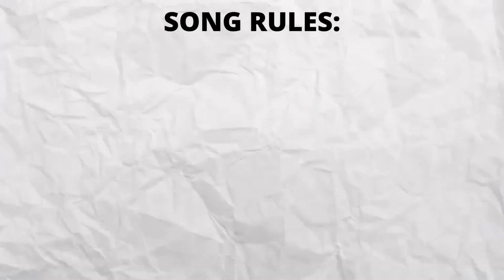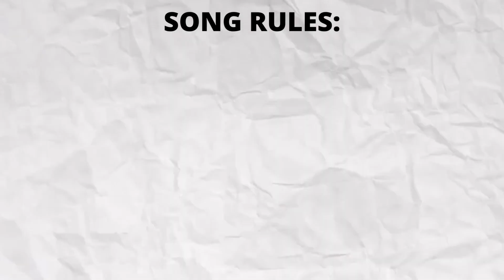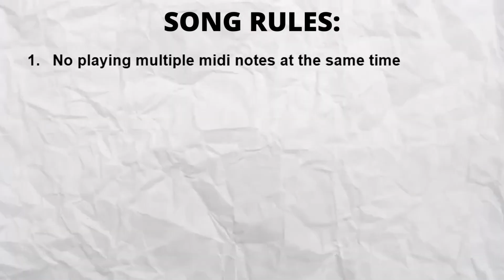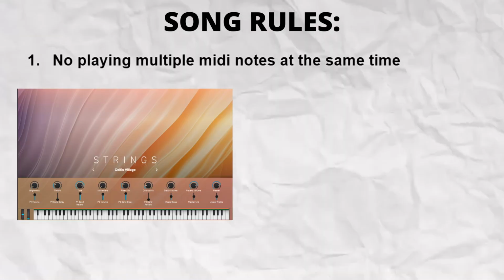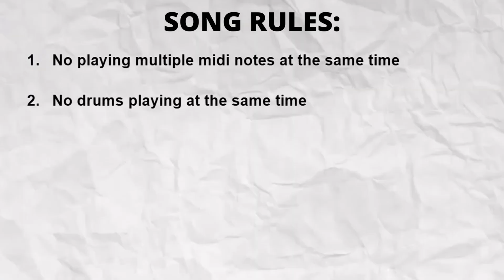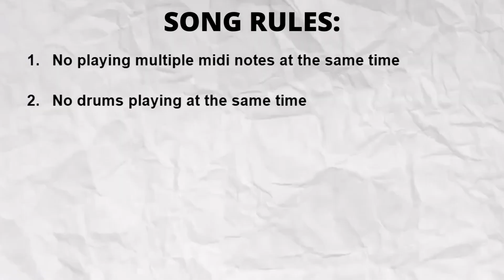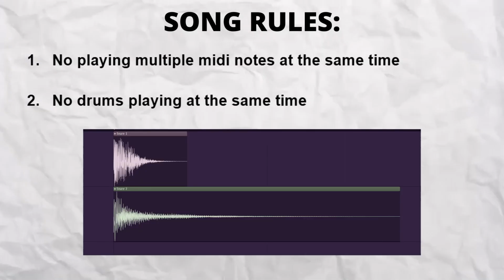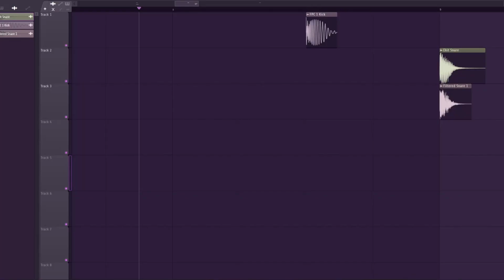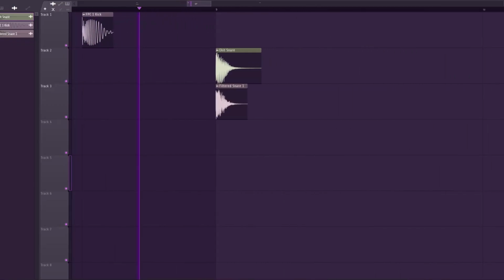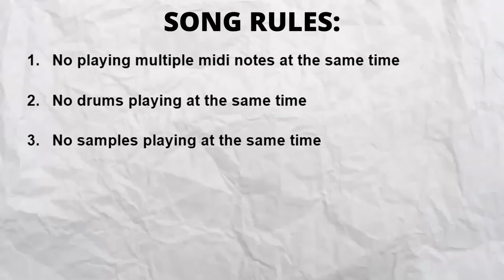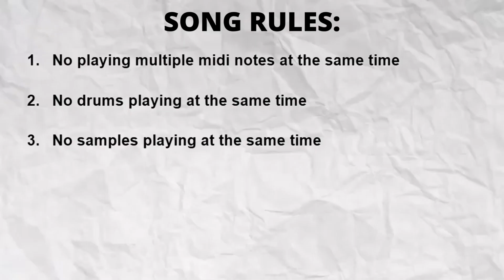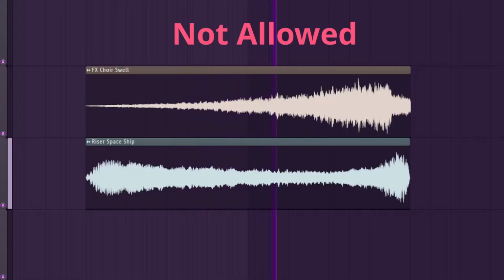So I came up with some rules for myself to follow when I'm making this song. Number 1, no playing multiple MIDI notes at the same time, even for the same instrument or synth. So basically no chords unless I figure out a workaround. Number 2, same problem with the drums. No drums playing at the same time, with the exception of layered drum samples that are meant to act as one drum. So like if I layered 2 samples as one snare, that would be okay. Number 3, with other samples just like the drums, only one can play at a time unless they are layered to act as a single element in the song.